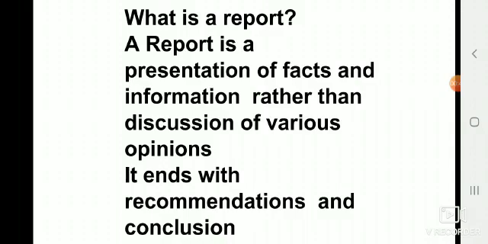A report is a presentation of facts and information rather than discussion of various opinions. So, a good report must contain facts. We must not express our opinions. And secondly, it ends with recommendations and conclusions.